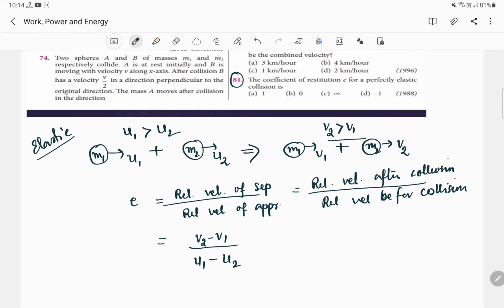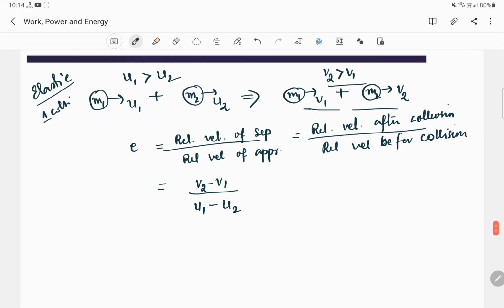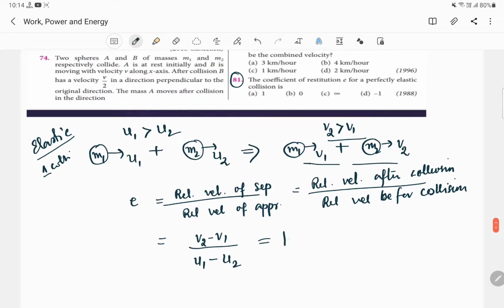Remember that for elastic collision there will be only one collision. That means there will not be any repeated collision. Therefore, we take v2 greater than v1. As the collision takes place along the same straight line, we know that relative velocity along the same straight line is the difference of their speeds. Therefore, v2 minus v1 will be the relative velocity after collision, and u1 minus u2 will be the relative velocity before collision, and its value will be equal to 1 for elastic collision. For perfectly elastic collision, the value of E will be equal to 1.